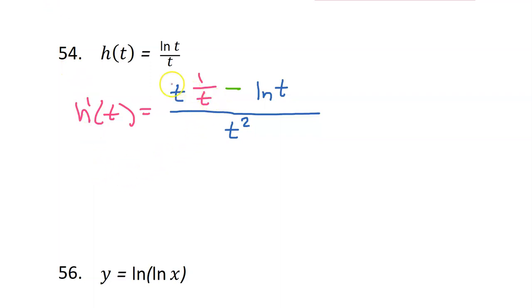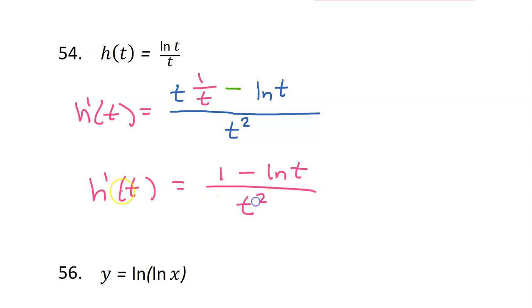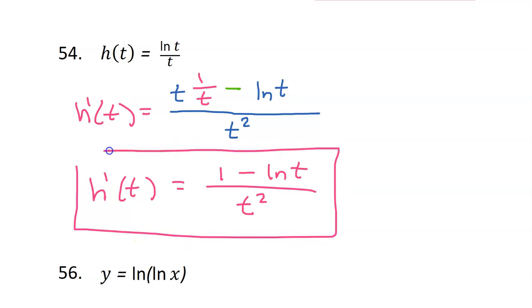And then these t's cancel each other out, so this would just be 1. So just very quickly, you will have 1 minus natural log t over t squared. So know your quotient rule and use your quotient rule. It's good. Don't be scared of the quotient rule. The quotient rule is your friend.